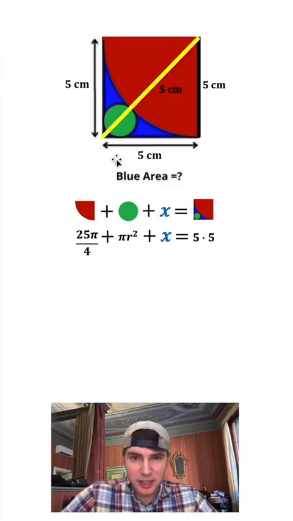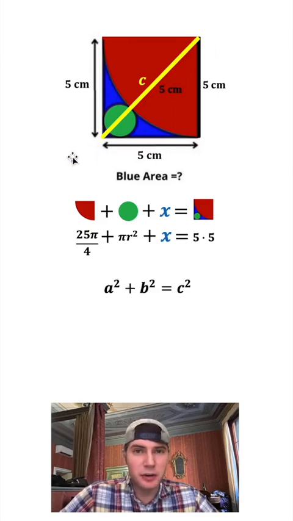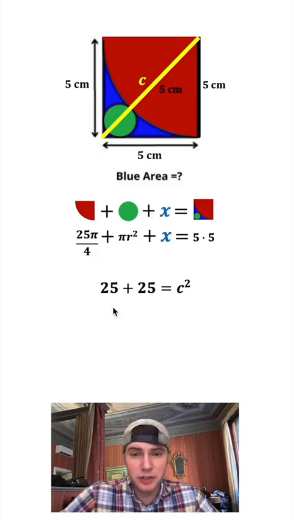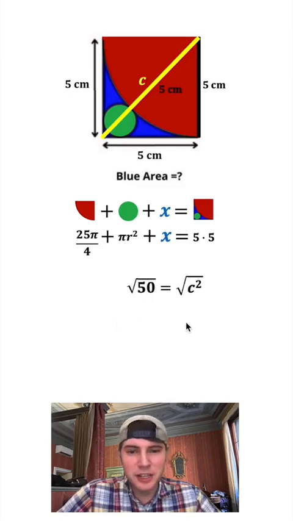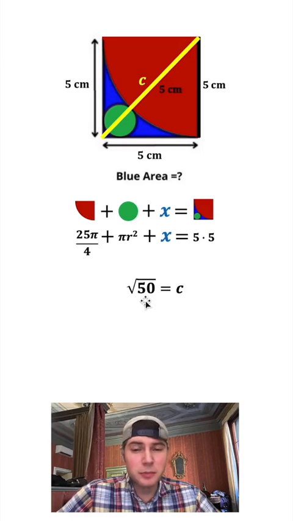Next, let's drop down a yellow diagonal, and let's call the total length of the diagonal c. This c makes an isosceles right triangle right here, so we can use the Pythagorean theorem. This side here is equal to 5, so we can change the a to 5. This side is equal to 5, so we can change the b to 5. Both of these 5 squares are equal to 25, and 25 plus 25 is equal to 50. Take the root of both sides, and we get c is equal to root 50. We could simplify this into 5 root 2, but I'm going to leave it as root 50 for now.